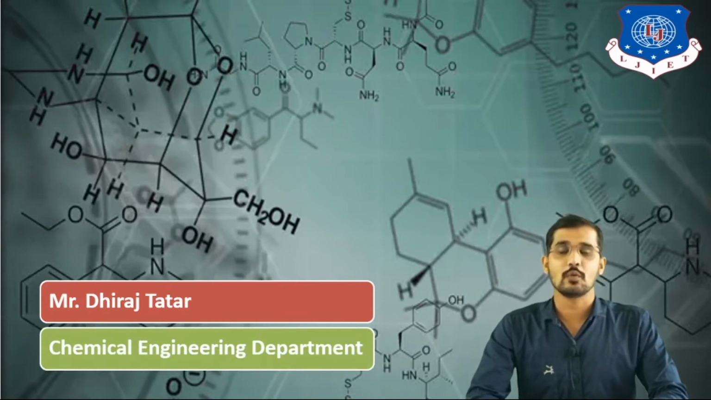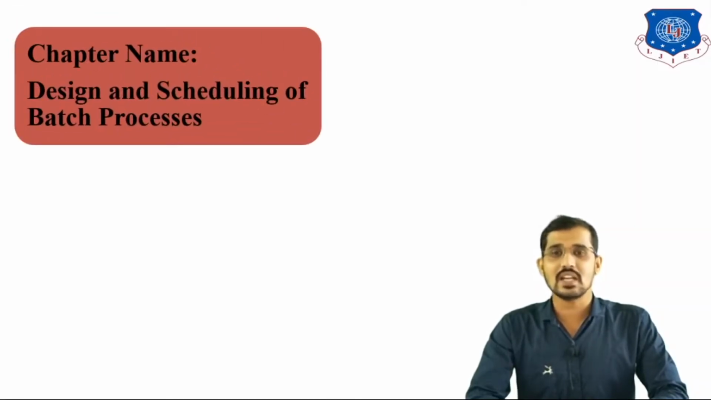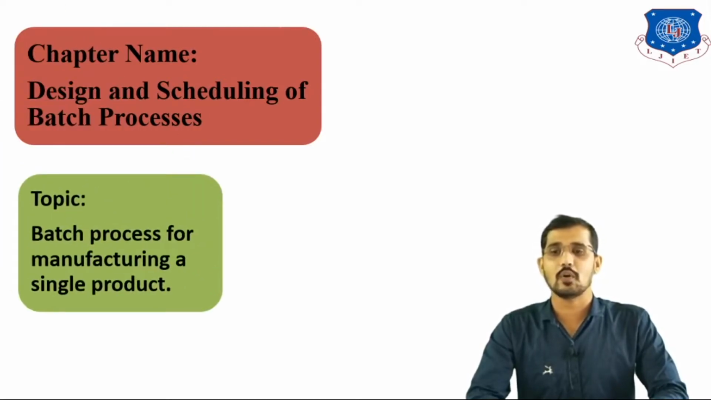In this lecture, I am going to start a new topic of computer-aided process synthesis. So let's start. The chapter name is Design and Scheduling of Batch Processes, and the topic is Batch Process for Manufacturing of a Single Product. In the last lecture, I explained the batch reactor and semi-batch reactor.